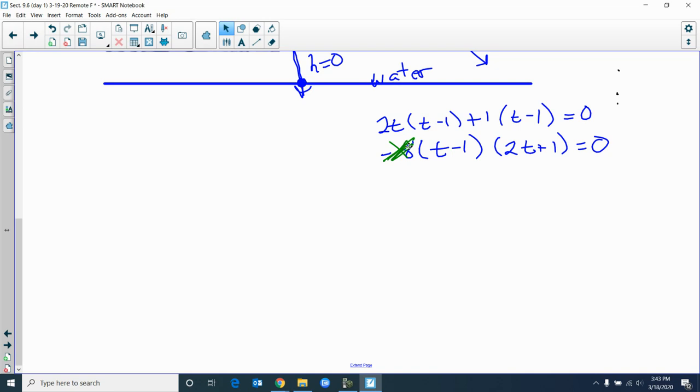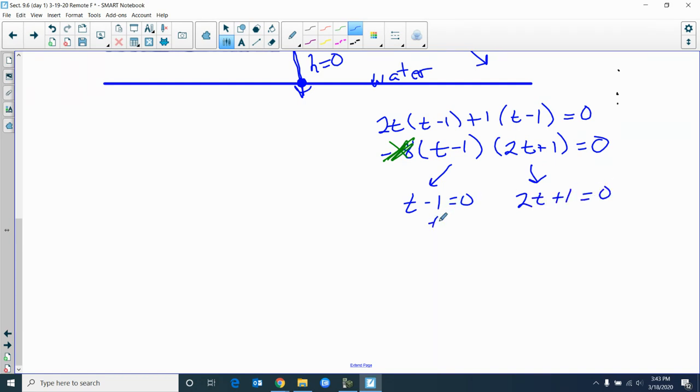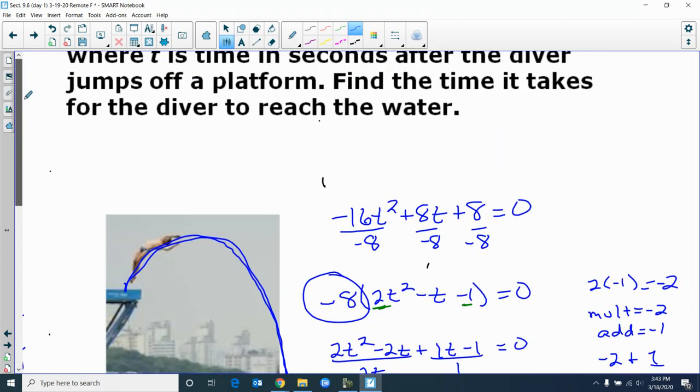This negative 8 doesn't have a t, so it's not going to be part of our final answer. So we can set t minus 1 equals 0, and 2t plus 1 equals 0. When I add 1, I get t equals 1. When I subtract 1, I get 2t equals negative 1, divided by 2, t equals negative 1/2.